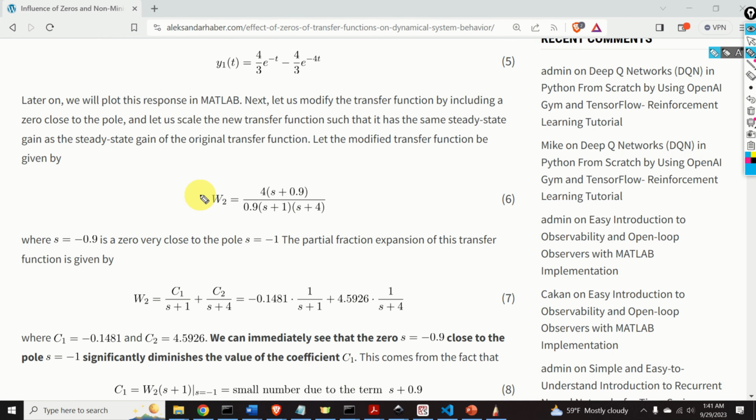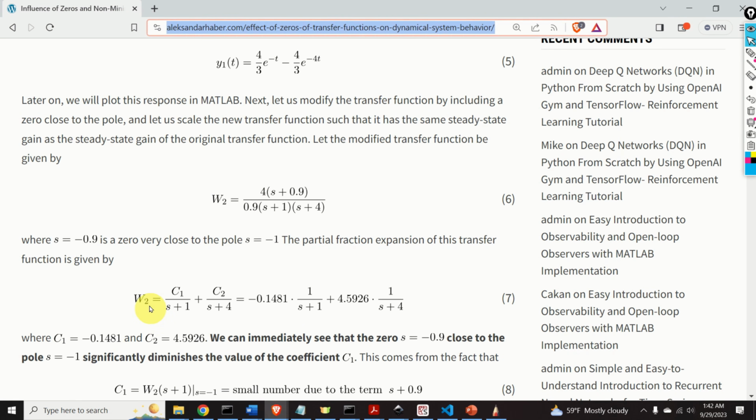Next, let us modify the transfer function by including a 0 close to the pole. Here's the modified transfer function. The 0 of the transfer function is the 0 of the expression in the numerator. And over here, I placed 0 at s is equal to minus 0.9. And this 0 is very close to the pole located at s is equal to minus 1. Let's see what will happen.